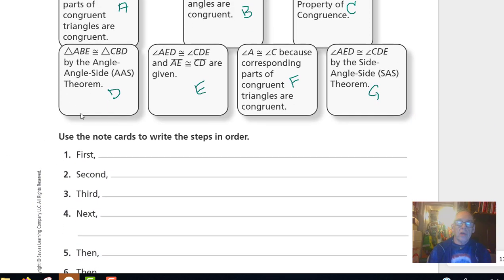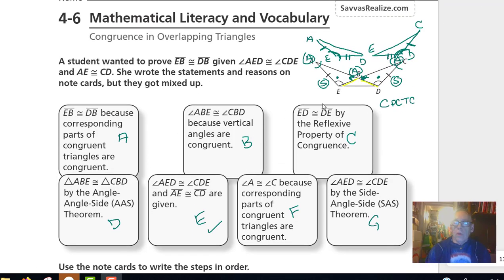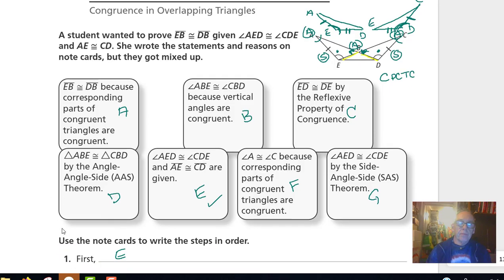So E is going to be in our first step. We've got those two pieces congruent to each other, which gives us an angle and a side. We need another. We have a side and an angle with a side and an angle. ED is common to both triangles. Here's the ED side in both of them. So ED is congruent to itself by the reflexive property. That's C, our second step.